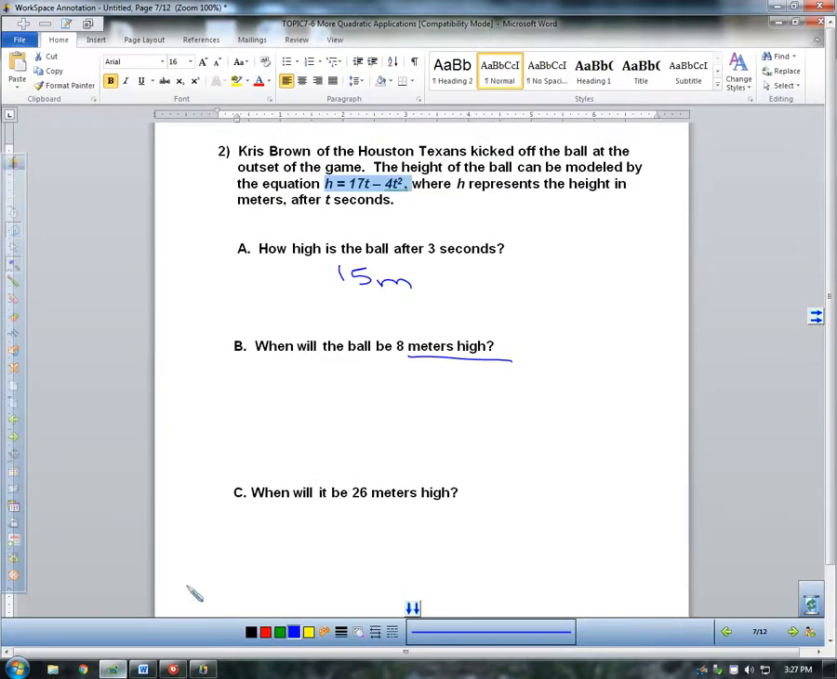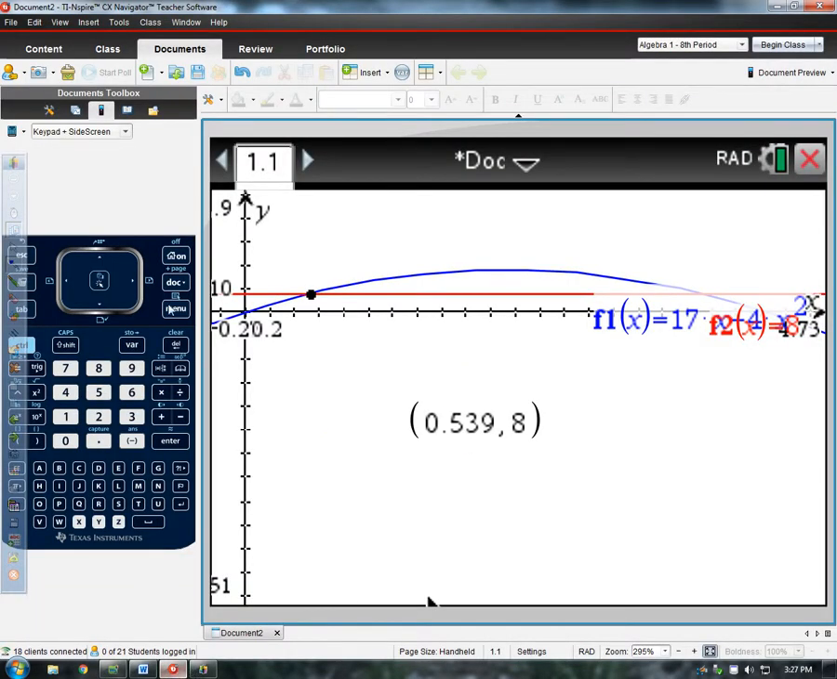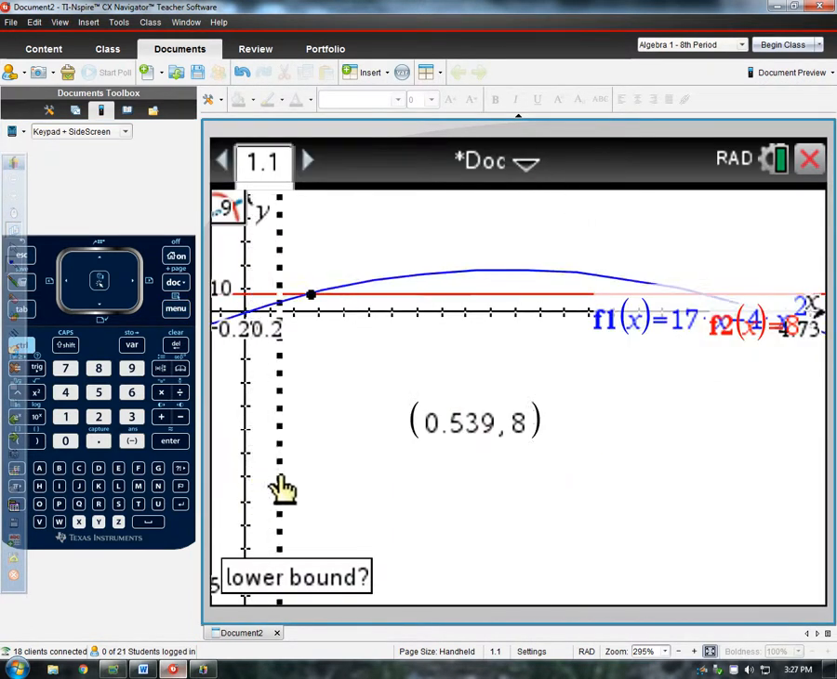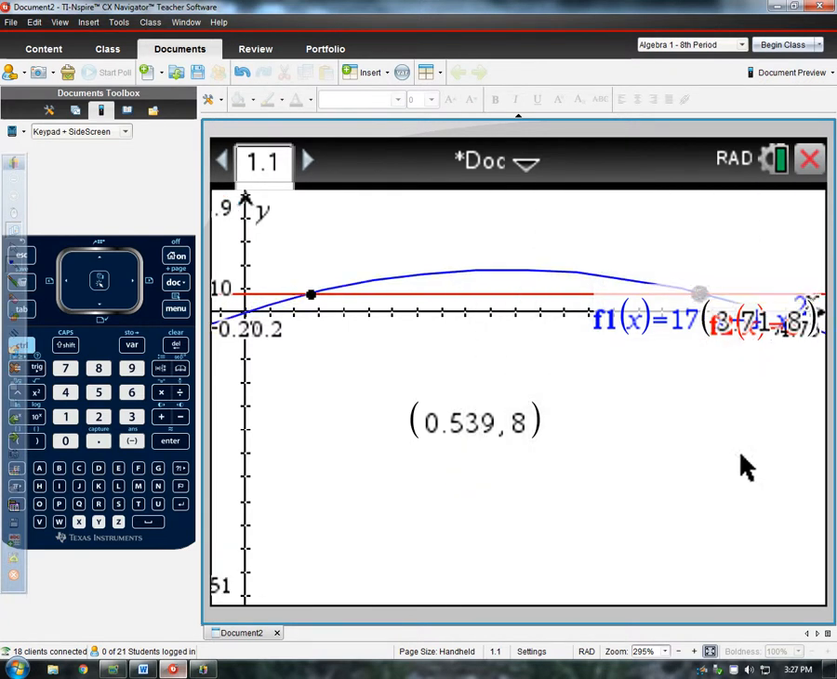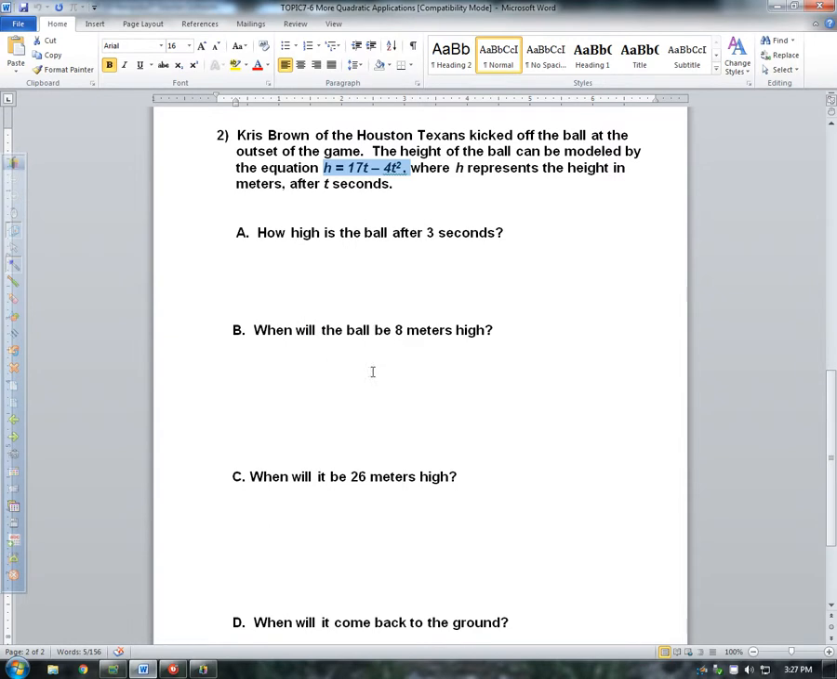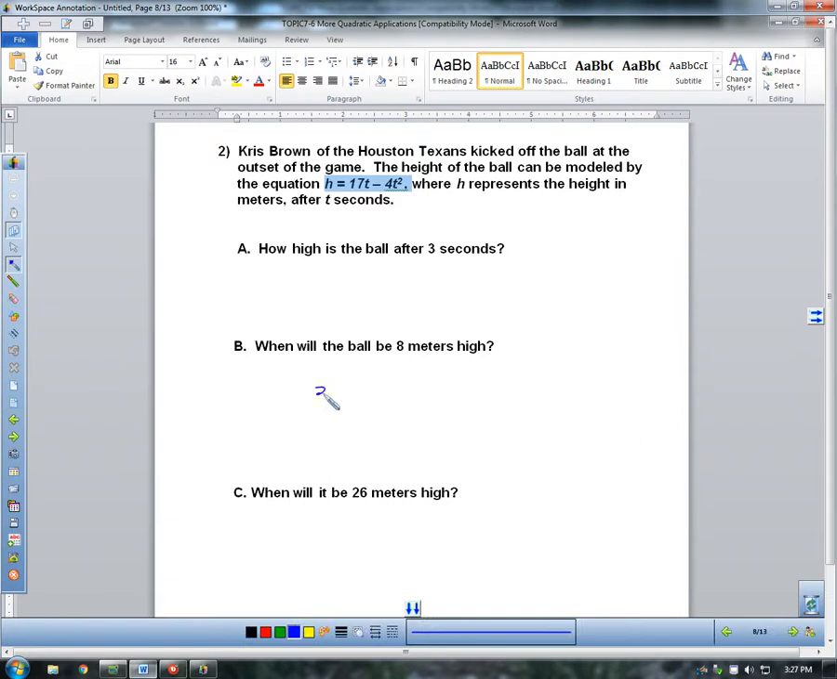So let's go ahead and write that down. 0.539. Okay, to find the other one, we do the same thing. Analyze graph, intersection, except I want to be on the right side of that point. Go till I find another one. 3.71. So 3.71 seconds and 0.539.